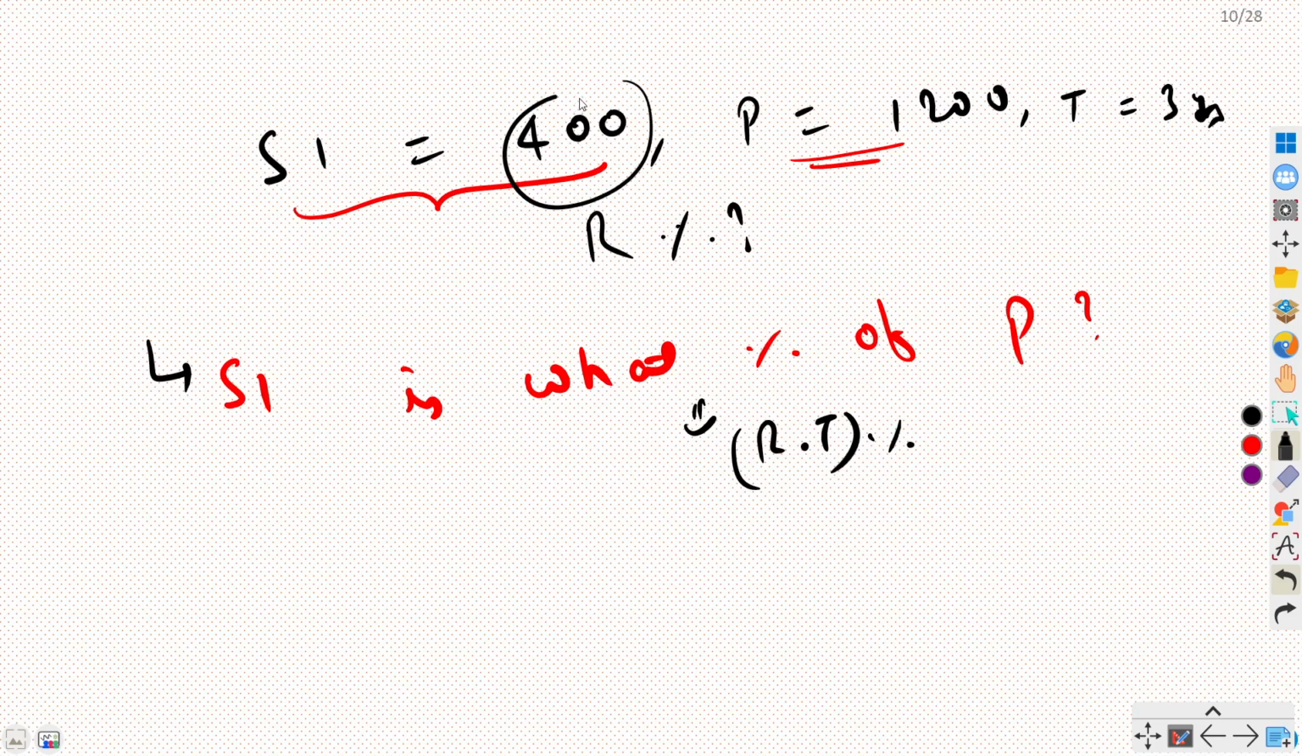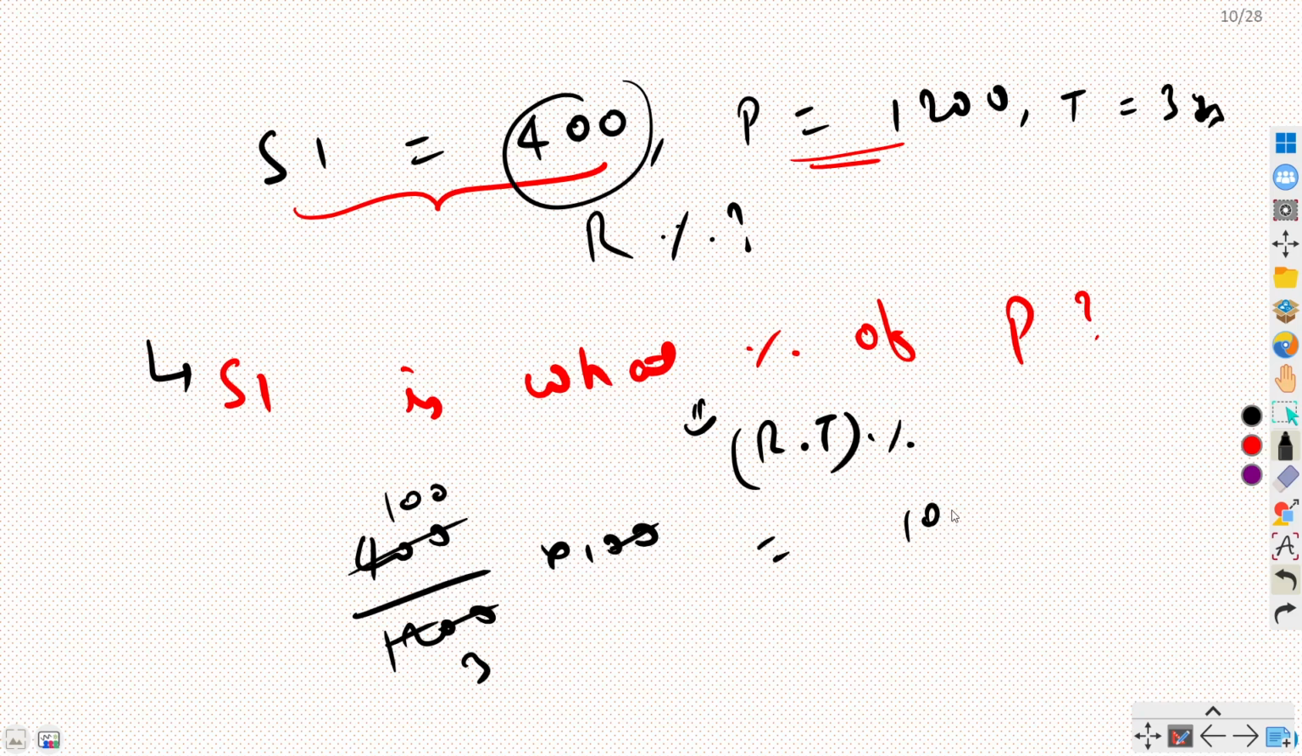So 400 is what percent of 1200. So from here we will get 100 by 3. So SI is 100 by 3% of my principal.